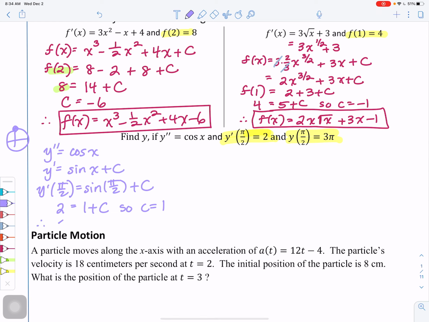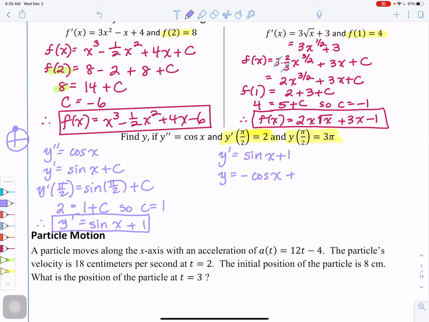Therefore, y prime is equal to the sine of x plus 1. Now, we're still not finished. I'm going to write y prime is equal to the sine of x plus 1. I'm now going to find the antiderivative of y prime, which is y. Now, we have to be careful because the antiderivative of the sine is not just the cosine, it's the opposite of the cosine, plus the antiderivative of 1 is x, because when we take the derivative of x, we get 1, plus a new constant.